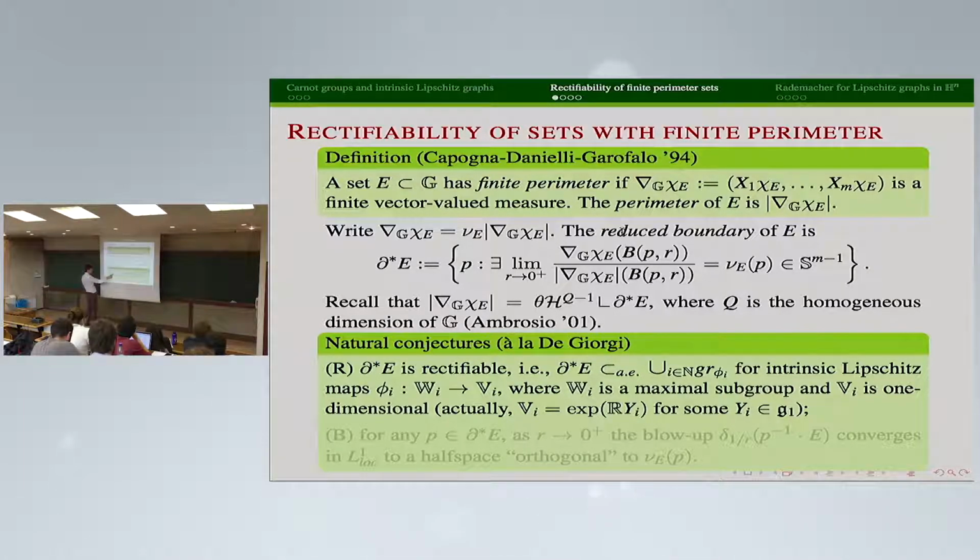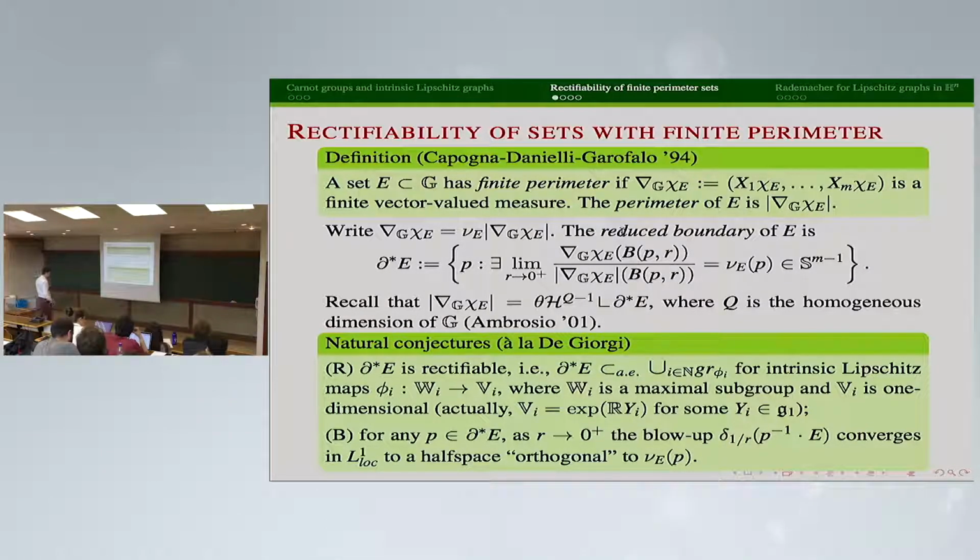So our objects are graphs of maps with values in a one-dimensional group and with domain which is a maximal vertical subgroup of G. Okay, so the reduced boundary can be written in this way. So this is the rectifiability conjecture we are interested in.